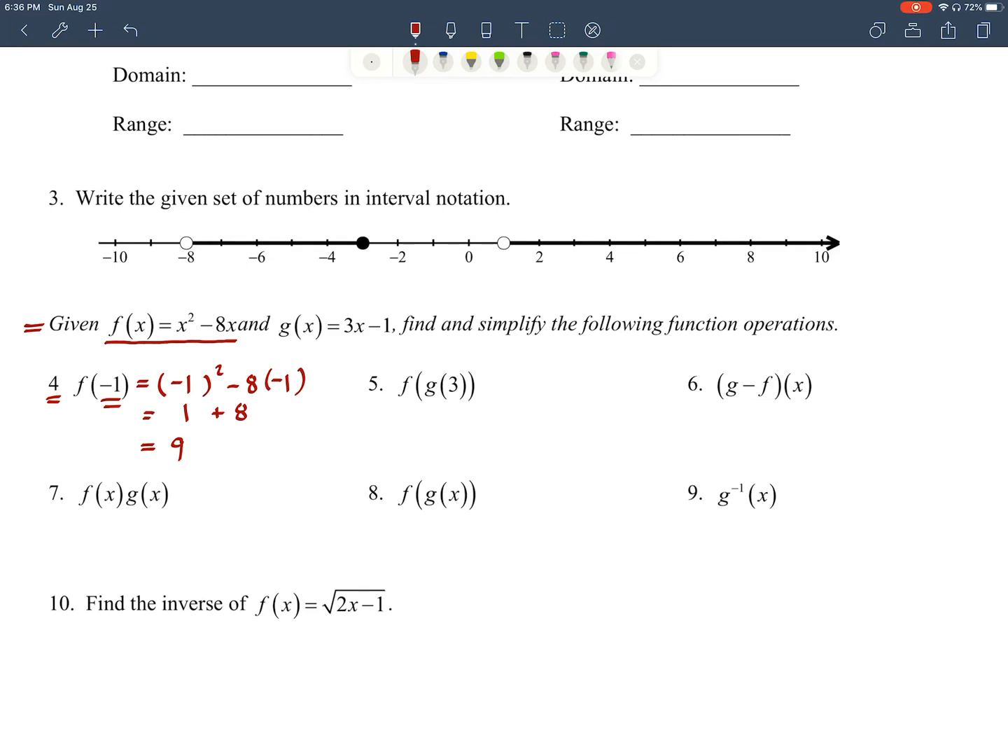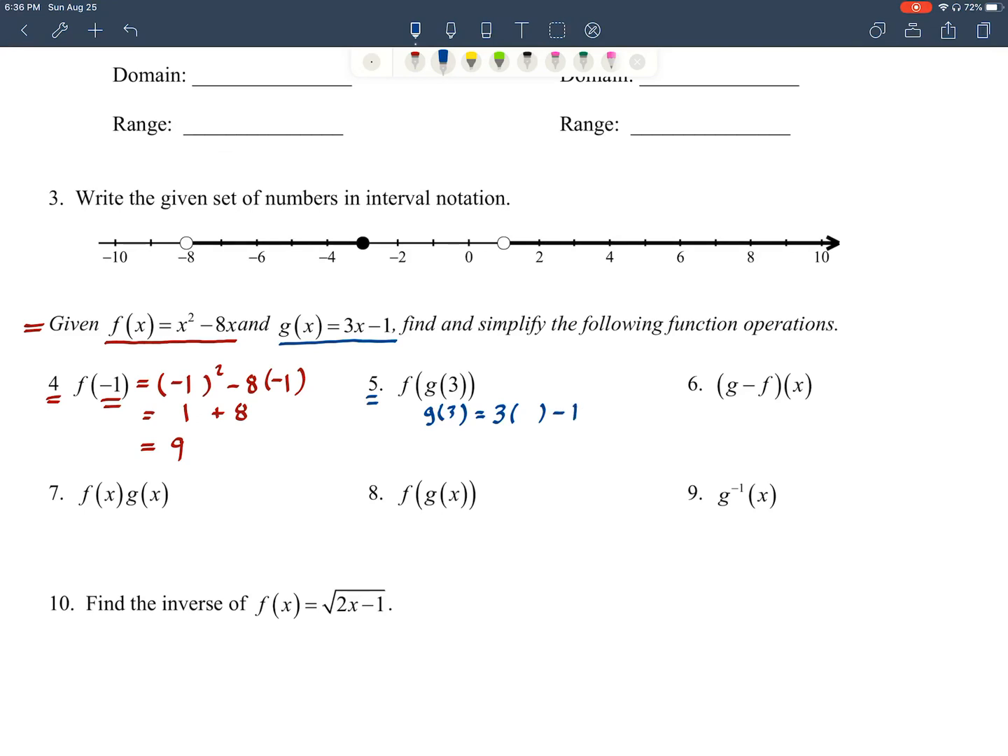Number 5, I'll do that one in blue so we can tell them apart. This one we have a composition of functions. We've got f of g of 3. So remember, the first thing we have to look at is our g of 3. So our function g of x is equal to 3x minus 1, which just means we're going to be doing 3 times whatever we have in the parentheses minus 1.